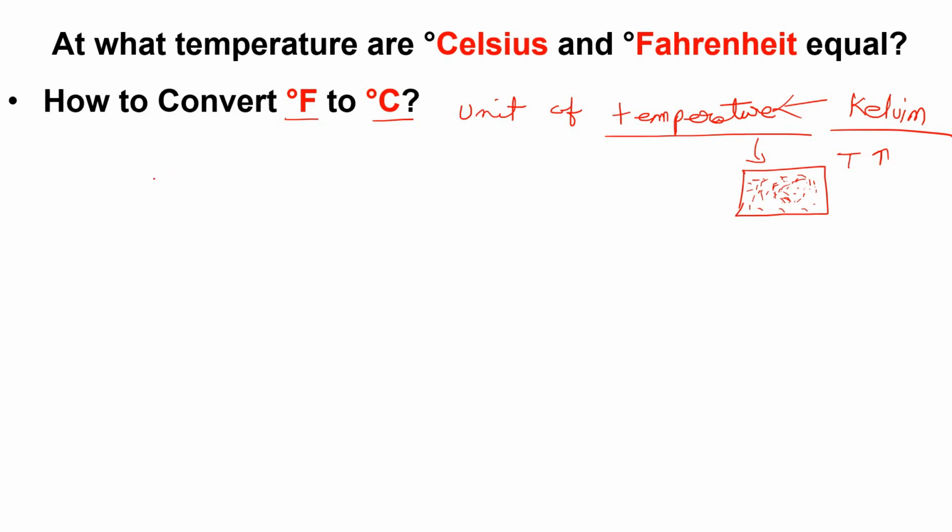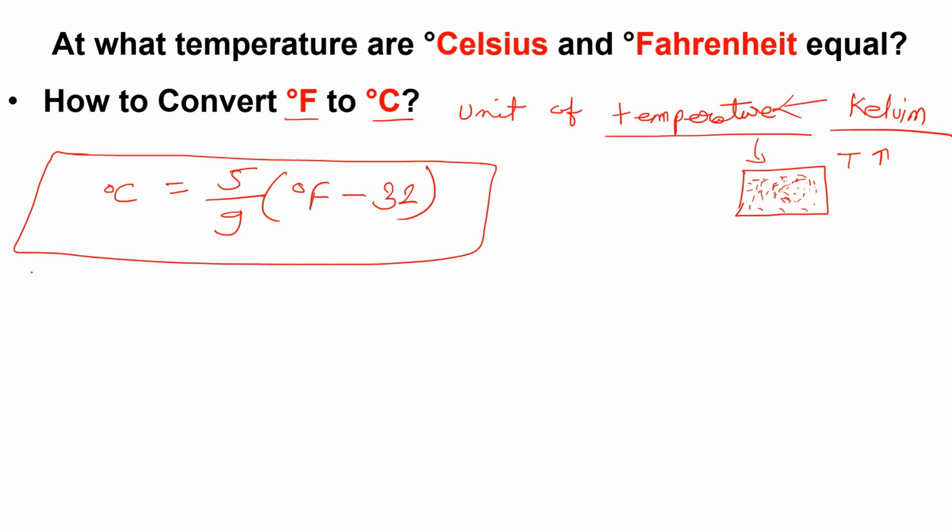Now, the formula that we use to convert degree Fahrenheit to degree Celsius is: degree Celsius is equal to 5/9 times (degree Fahrenheit minus 32). This is the formula which we mainly use.